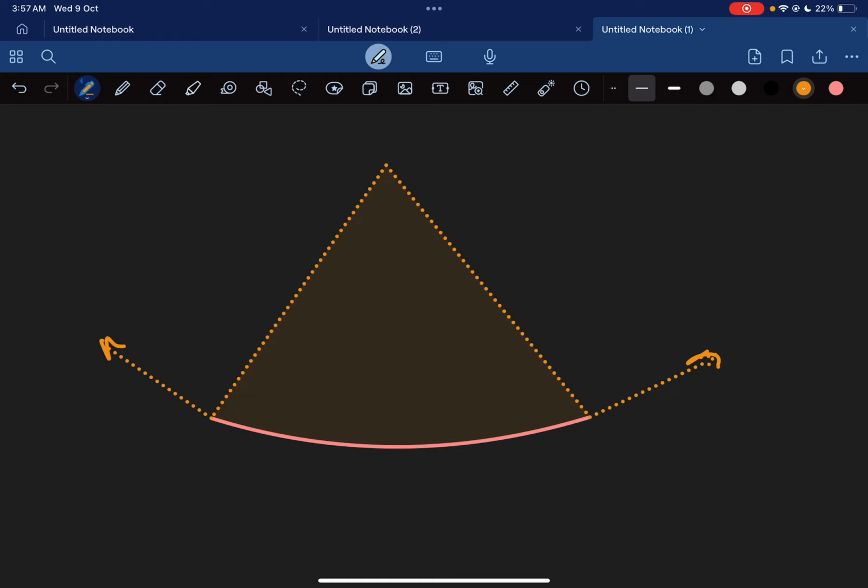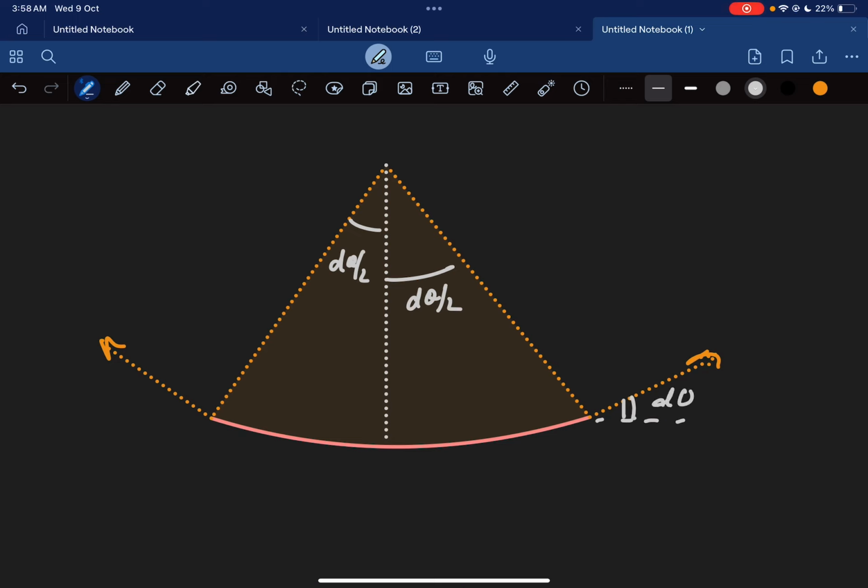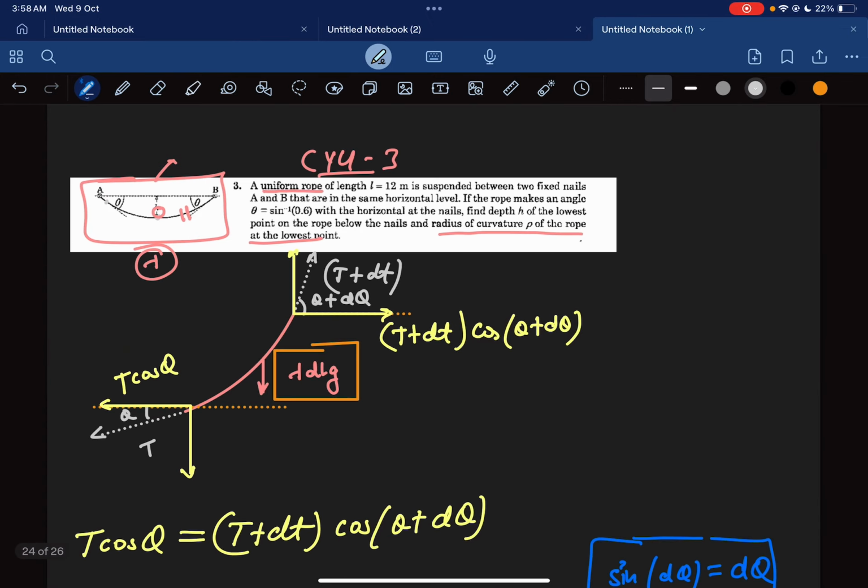And we also know by geometry that this angle is d theta by 2 and this angle is also d theta by 2. We have done this geometry many times, right? So I hope you have memorized this geometry, d theta by 2.